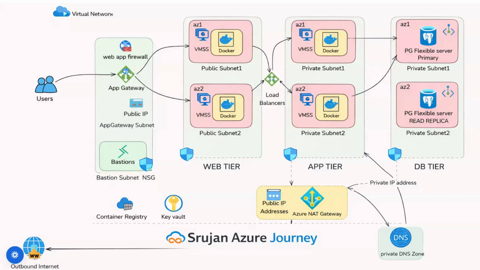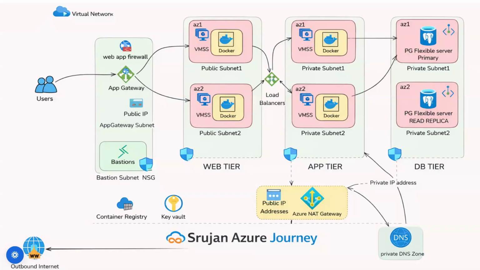Hello everyone, my name is Rujan and in this video we are going to see a production ready 3-tier architecture which is deployed on Azure using Terraform. It is designed for scalability, security and as well as high availability.